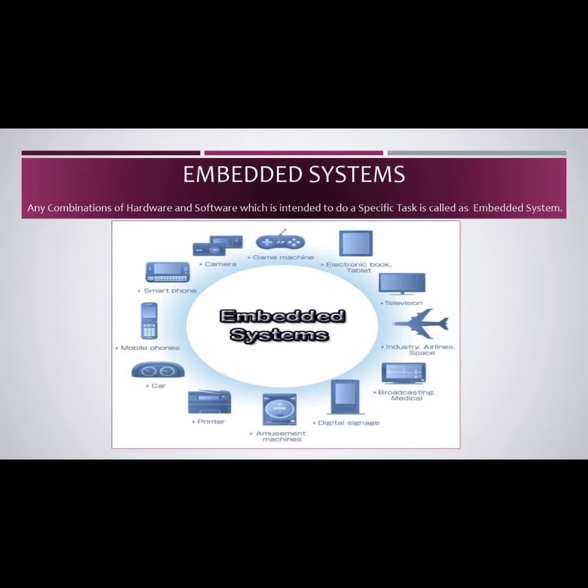Now let's see the examples of embedded systems as in the image: game vision, electronic book tablet, television, airlines, electrocasting medical, digital signals, printer, car, mobile phones, smartphones, camera. These are hardware and software mixtures which are intended for a specific task.